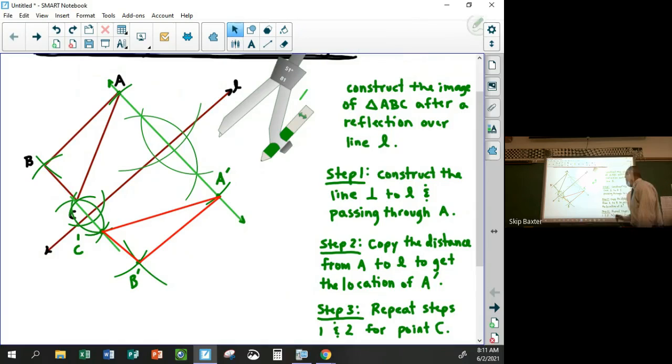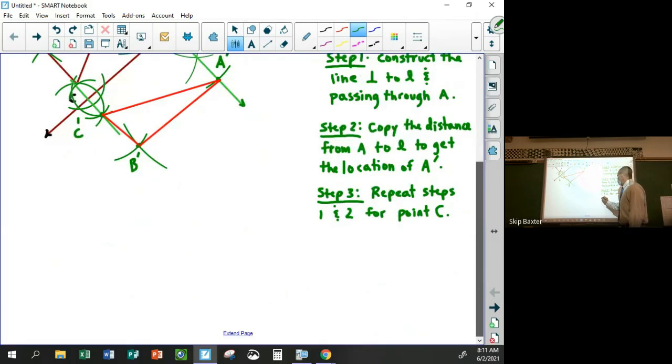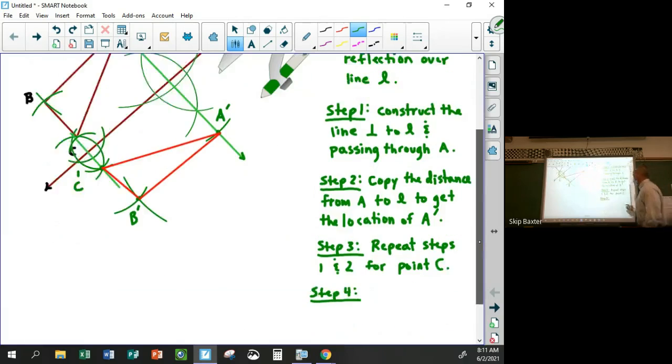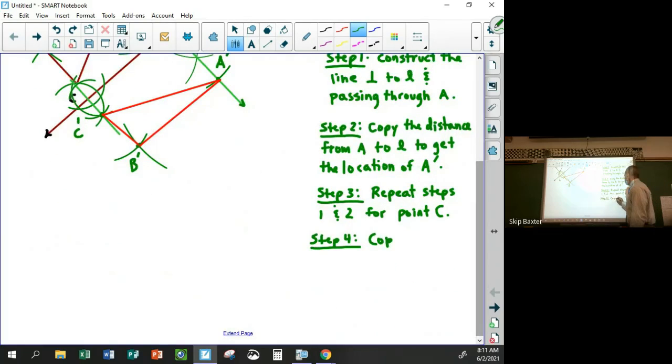Okay, so how do I explain that in step 4? Step 4 is to copy segments AB and CB to get the correct location of B prime. That's all I'm doing. So copy segments AB and CB to get the correct location of B prime.